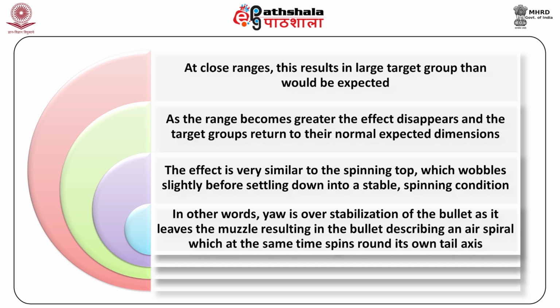At close ranges, this results in larger target groups than would be expected. As the range becomes greater, the effect disappears, and the target groups return to their normal expected dimensions. The effect is very similar to the spinning top, which wobbles slightly before settling down into a stable spinning condition. In other words, yaw is over stabilization of the bullet as it leaves the muzzle, resulting in the bullet describing an air spiral which at the same time spins round its own tail axis.